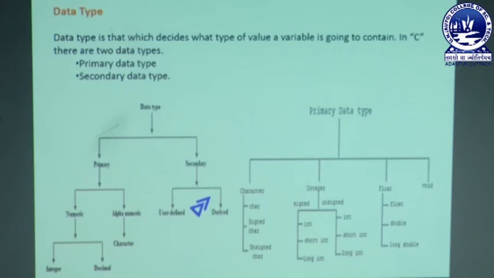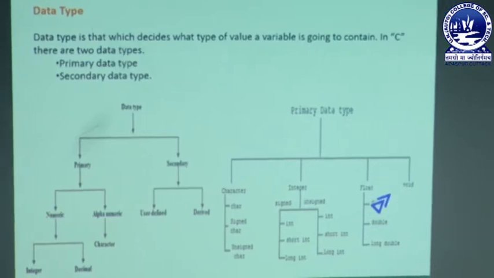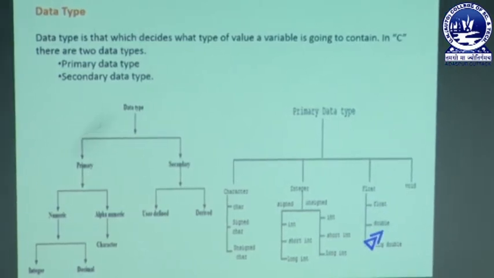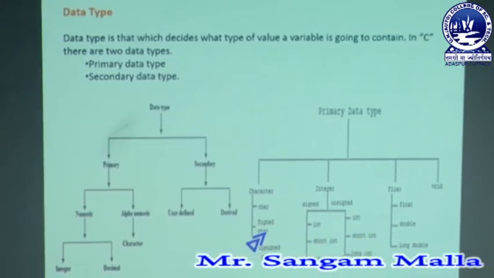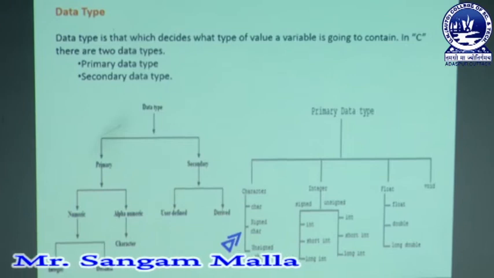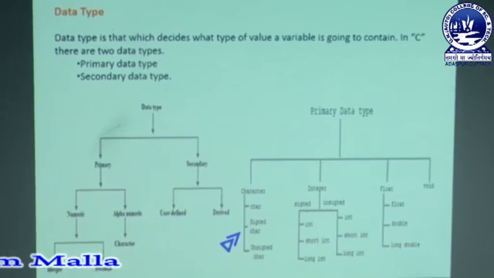Similarly, we can elaborate the primary data type. The primary data type can again be divided into four main categories, that is character, integer, float and void. In case of character, there will be character, signed character, unsigned character.